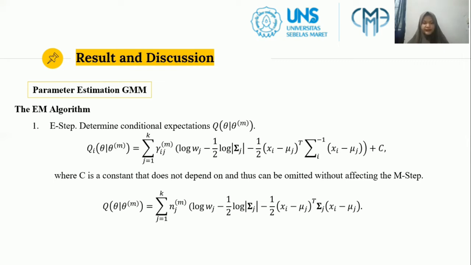After we get the parameter estimate of the iteration, we can determine the estimation parameters with the EM algorithm. Step 1 is the E step. Determine the conditional expectation Q(theta) with condition theta M. With the mathematics, we can get Q(theta) with condition theta M like that, where C is a constant that does not depend on theta and thus can be omitted without affecting the M step. We can get the expectation like this.